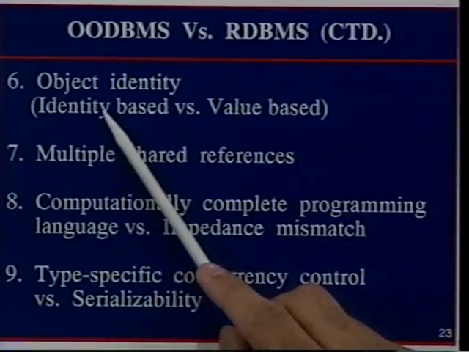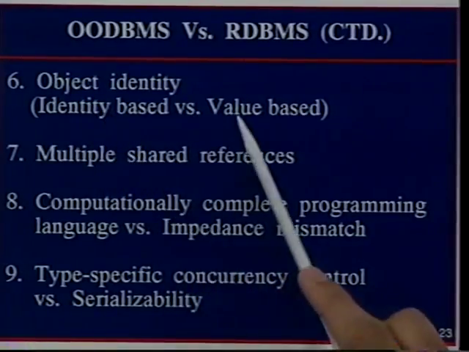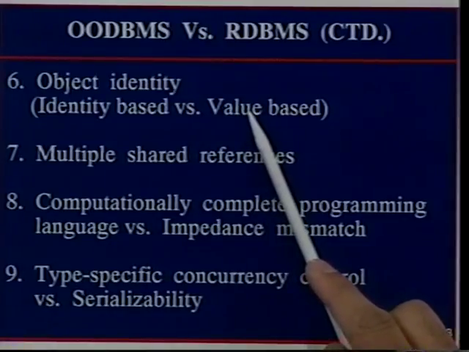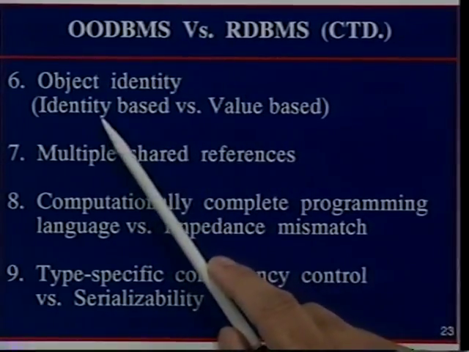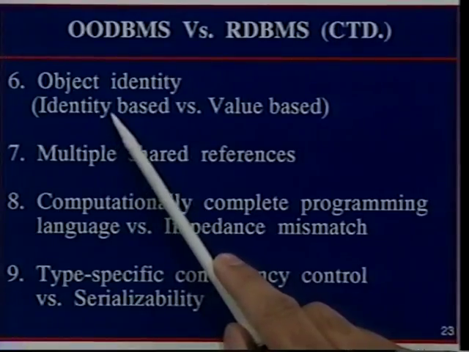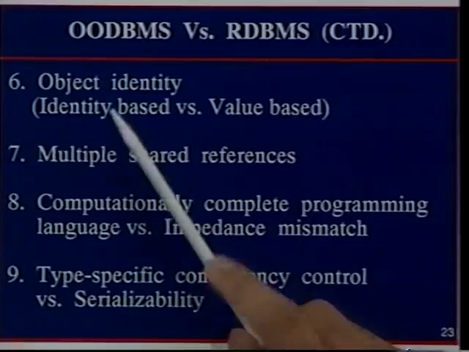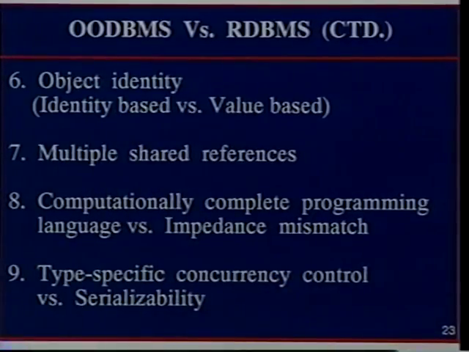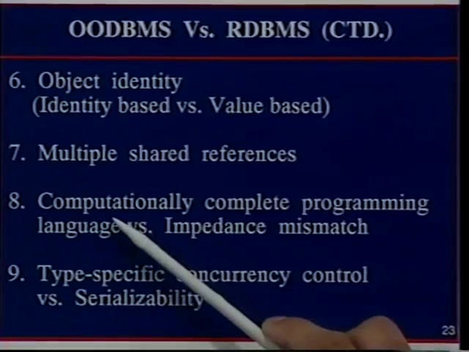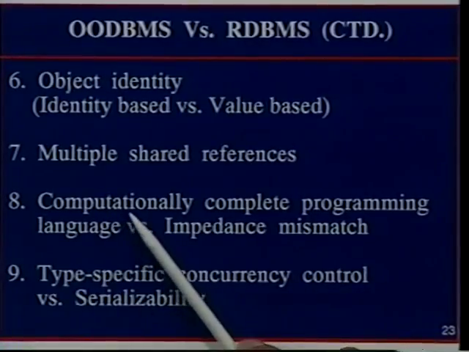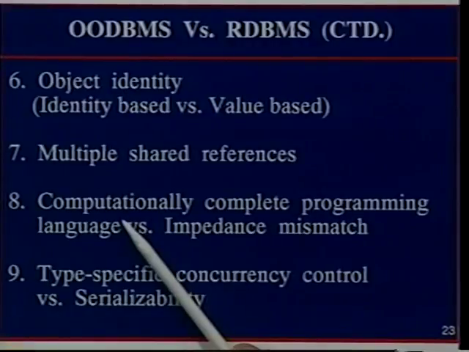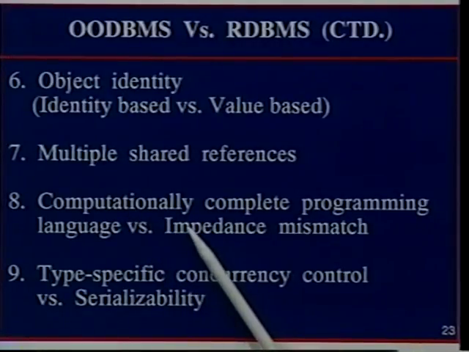So these things are independent of the values, whereas this is dependent on the values. Now the identity facilitates the notion of sharing by having references from various points to the same objects rather than keeping copies. We'll talk a little bit about object identity later on. And object-oriented programming languages have computationally complete programming language embedded in them, versus the impedance mismatch in relational databases.